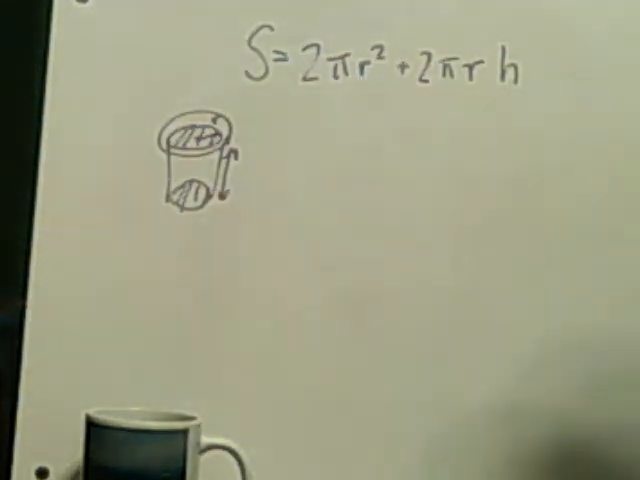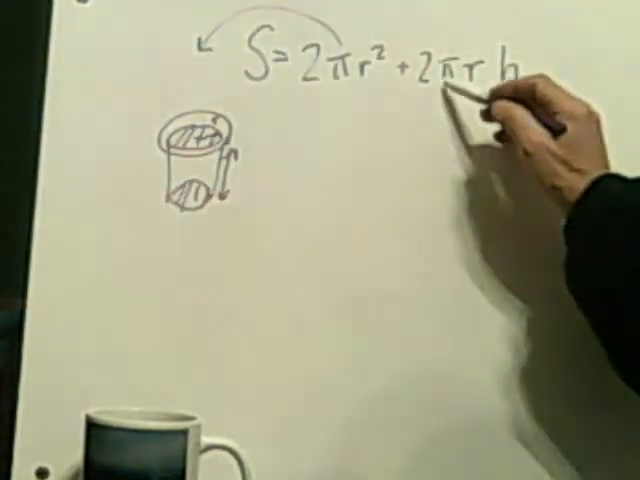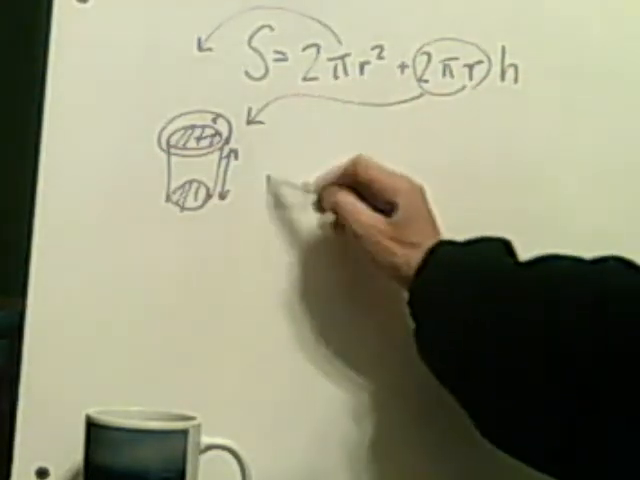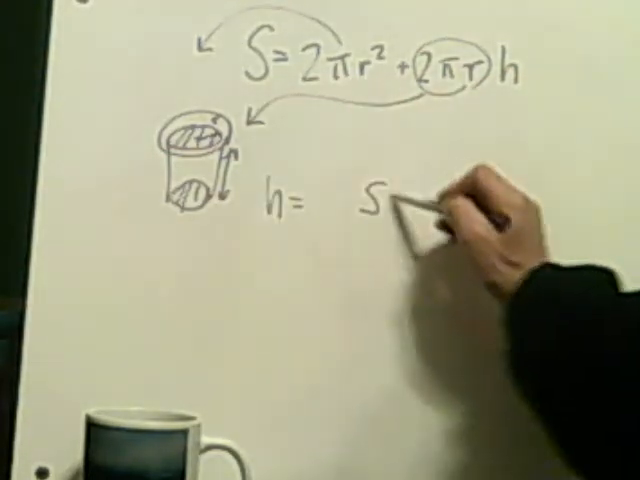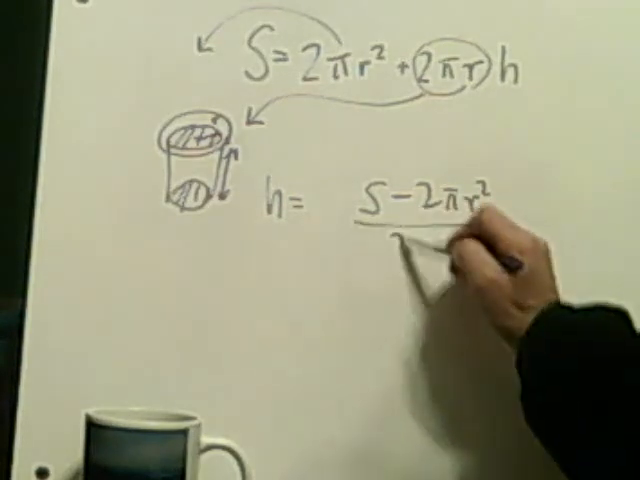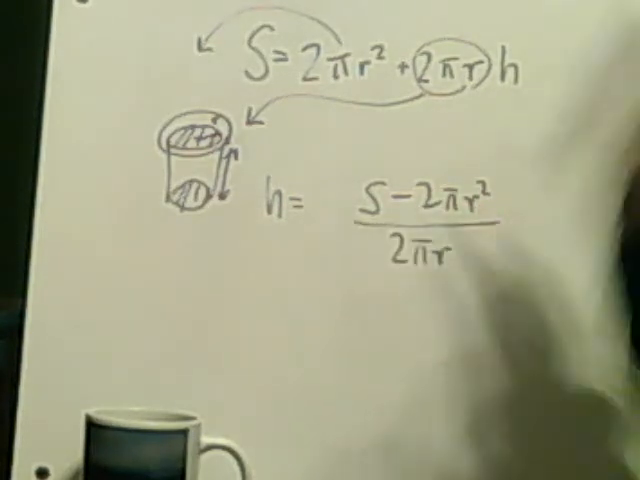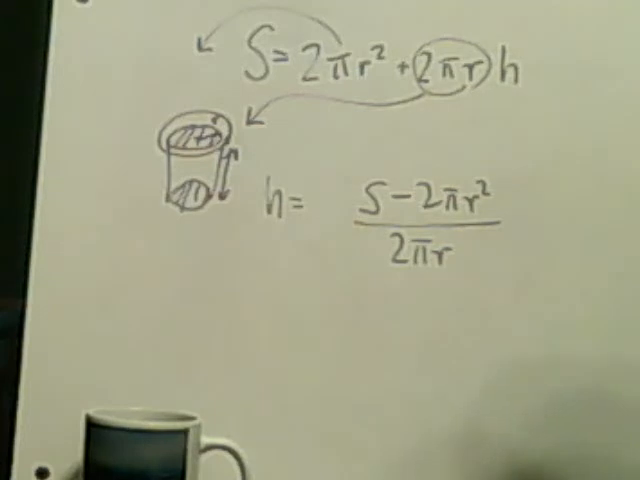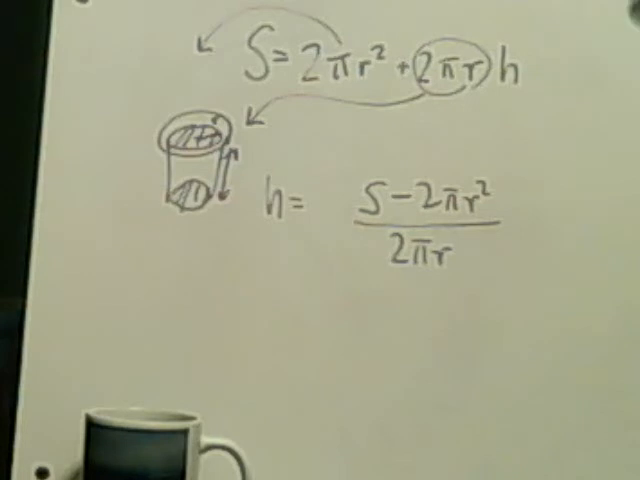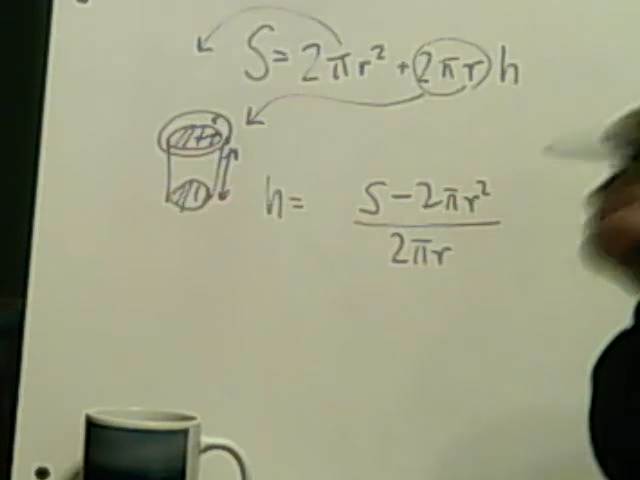But of course, you don't need to know that to solve this problem. You're going to solve for h, so we're going to move 2 pi r squared to the other side. We're going to divide by 2 pi r, and put it in the bottom. We'll get h is equal to s minus 2 pi r squared, divided by 2 pi r. Okay? And you could try simplifying this, but it won't really look simpler. This is about as simple as it's going to look.